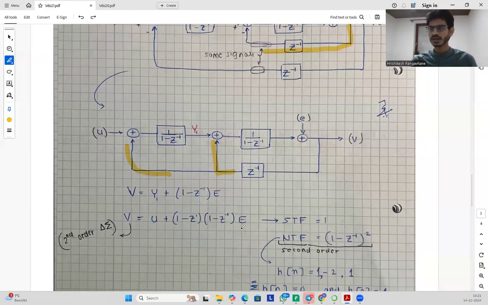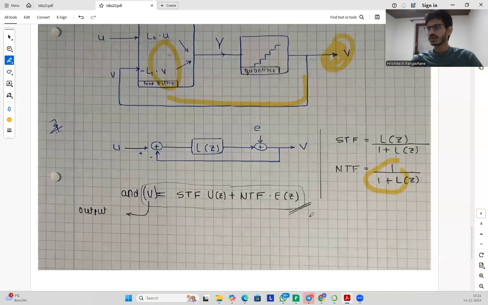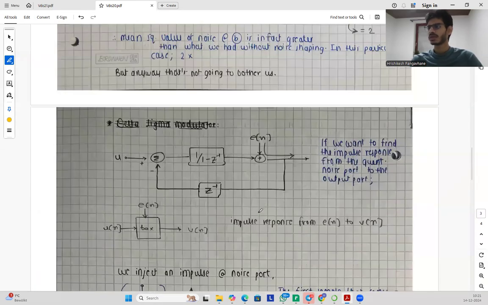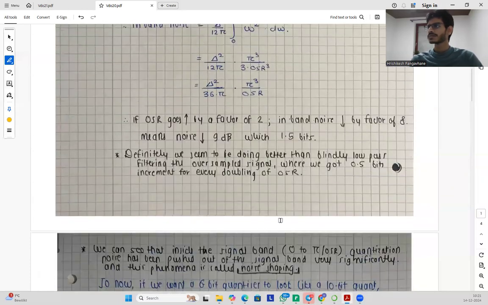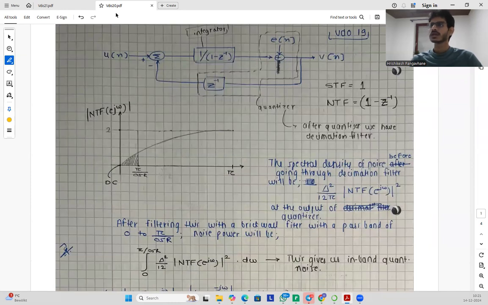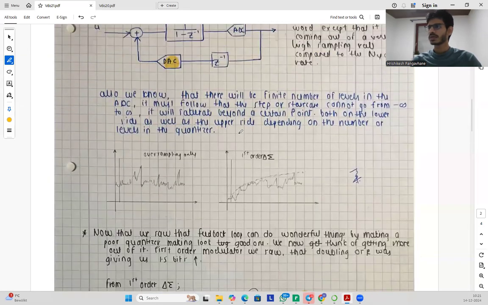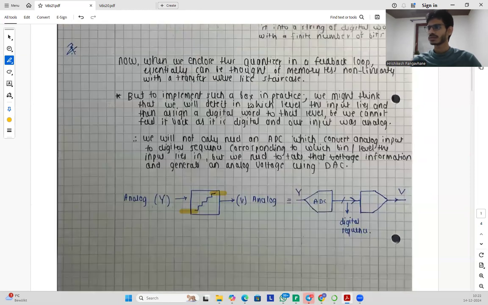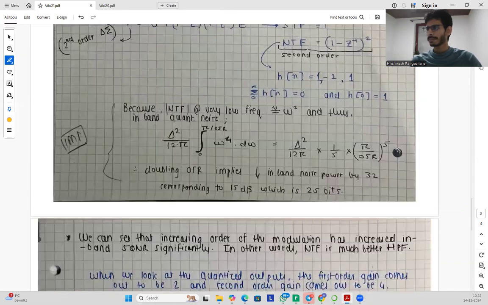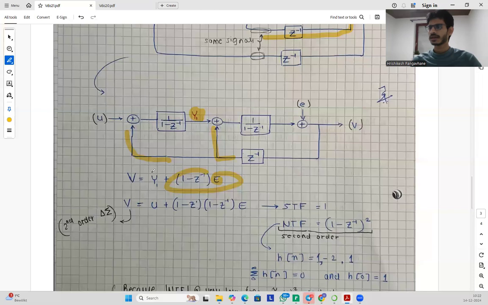Or else, based on our previous knowledge, V comes out to be Y1 plus the additive noise. So what was V earlier? What I'm trying to say is that earlier, V was U plus some additive noise. Now it is basically Y1 plus additive noise. This is the previous knowledge we had from the first order delta sigma.